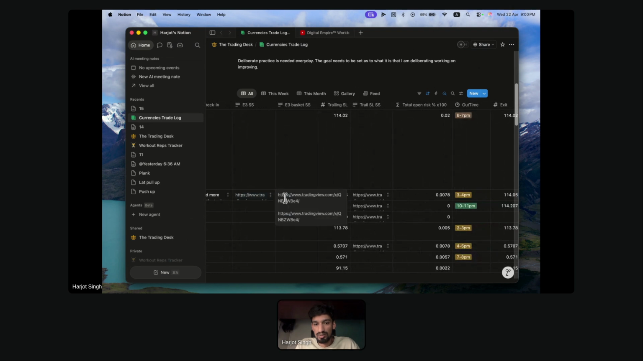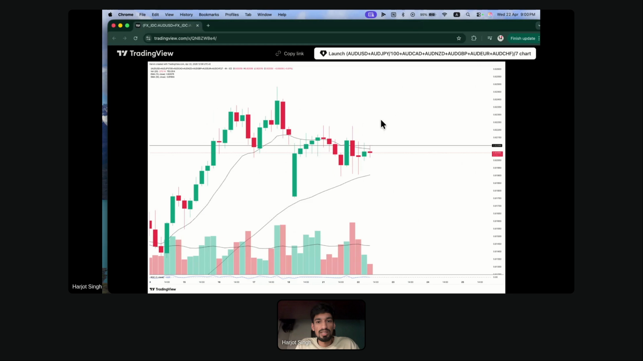What were the baskets doing at the time? So this was the basket on Aussie. I don't know why it's not giving me the yen basket, but this was the basket on Aussie, and still overall, just kind of sideways to up.